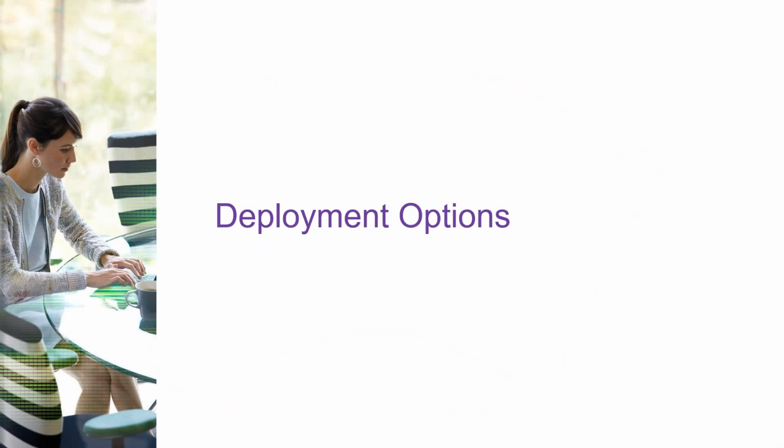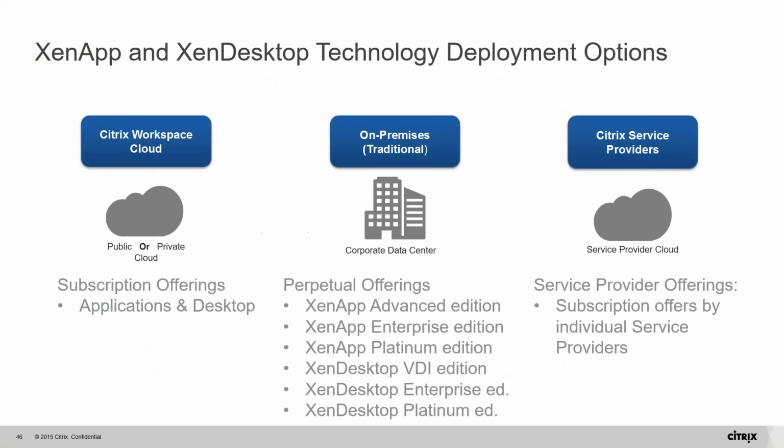Now I'm going to talk a little bit about our deployment options. With XenApp and XenDesktop, since they brought them both together, the infrastructure is everything in your corporate data center. We also have the ability to deploy in the cloud. You can use Citrix Workspace Cloud, and currently today it's offered to deploy applications and desktops. In the future, we're looking at bringing XenMobile and ShareFile into our cloud products as well.